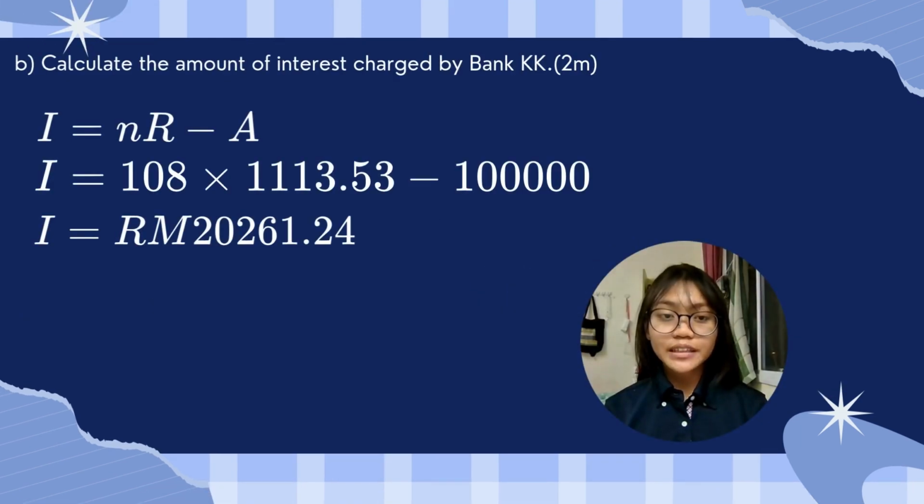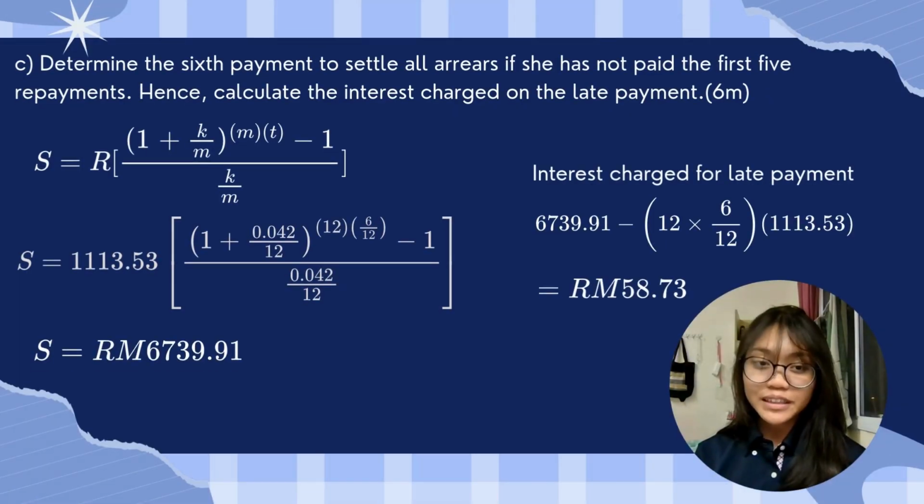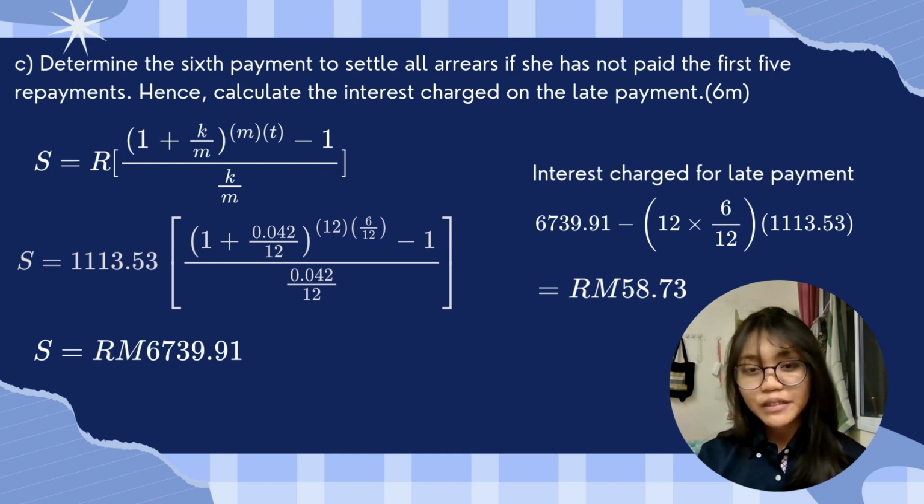Moving on to the next question, which asks us to calculate the interest charge on the late payment. But before we can calculate that, we first have to find the future value. The future value is also the sixth payment that settles all of the arrears. To do so, we will use the future value formula. We place in all the information derived from the previous questions and from the question itself. We will then get the answer for the future value, that is 6,739 ringgit and 91 cents.